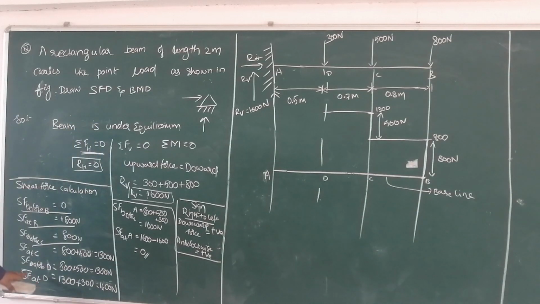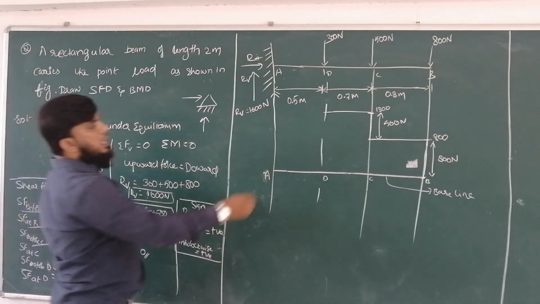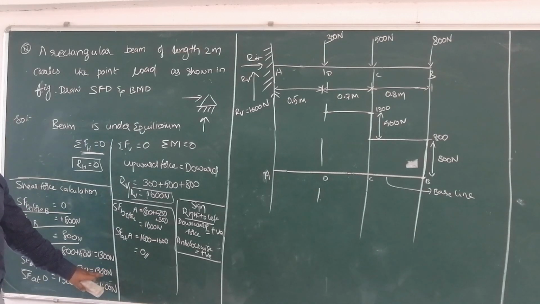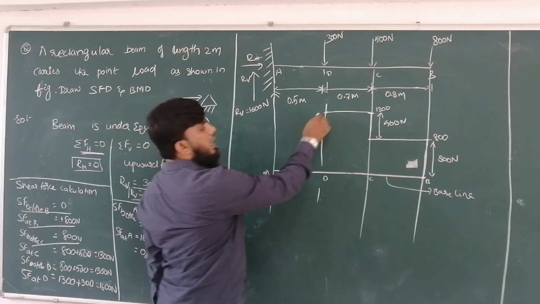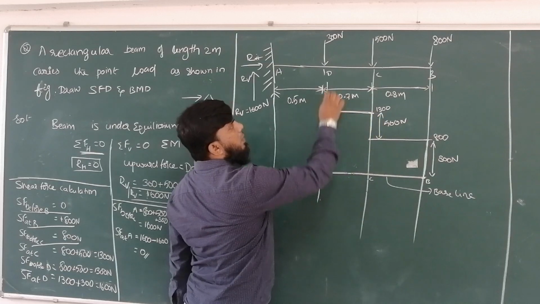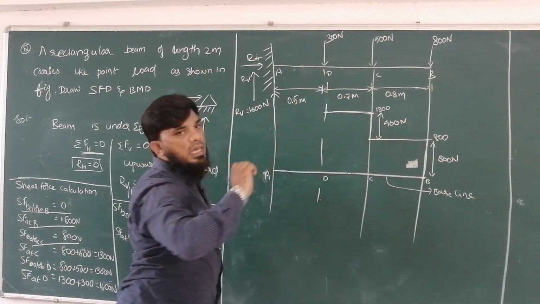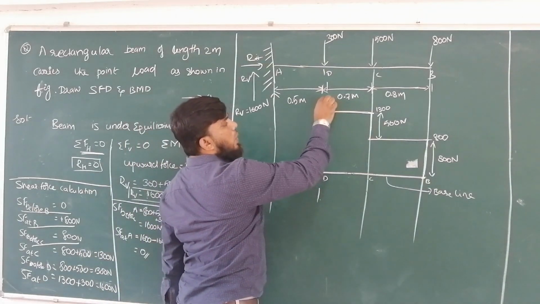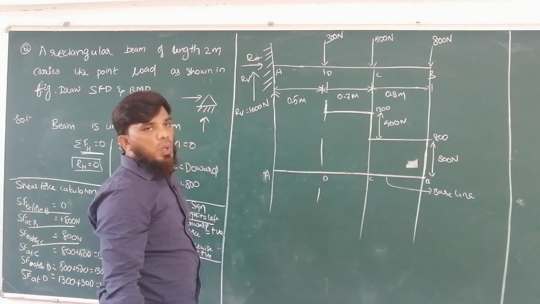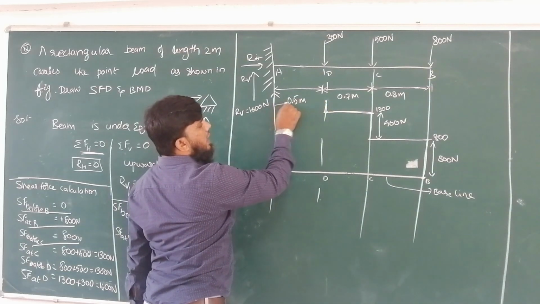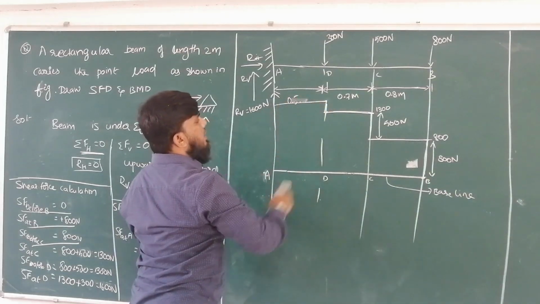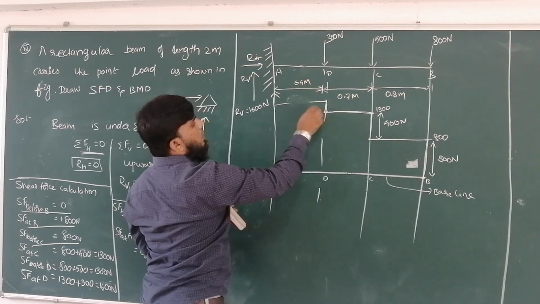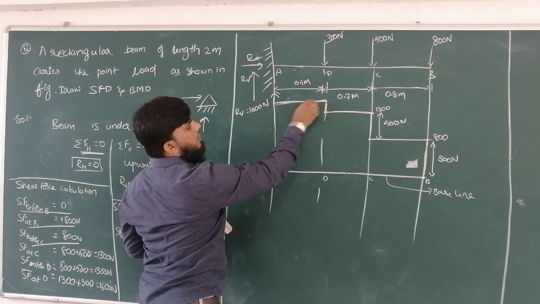After that, before D, till here the load remains the same. So I will draw a straight line. At point D again this 300 load is acting. This is downward, so it should be positive. Again 300 will go up. So from here to here again it is a constant.